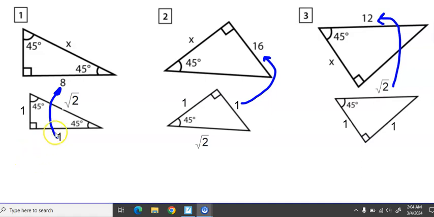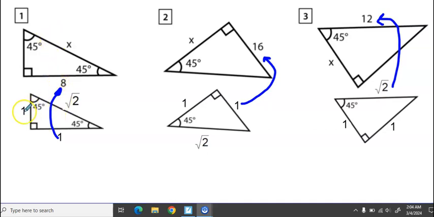So the scale factor between the 1, 1, root 2 and the corresponding side is 8. So 8 divided by 1 is 8. So that means we're going to multiply each of the lengths on the original triangle by 8. So 1 times 8, going from here to here, is going to be 8. And then going from here to here, multiplying by 8, will give me 8 root 2.